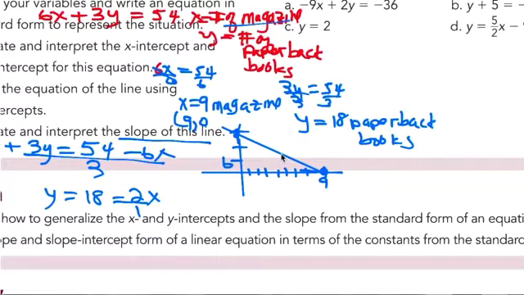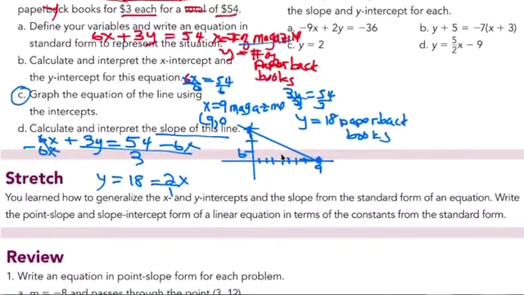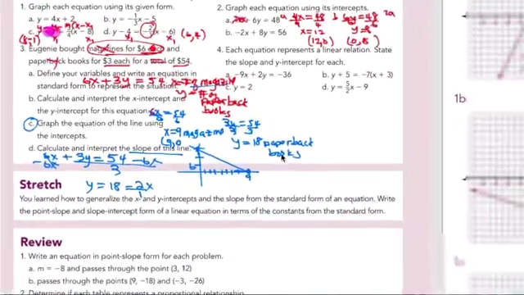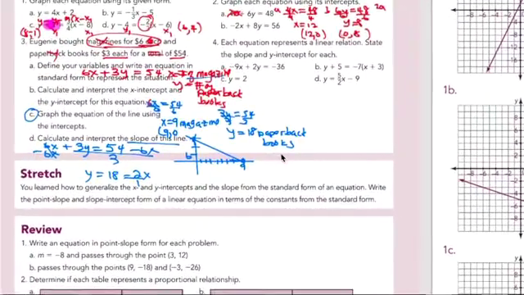Did I do it correctly? Two less magazines than paperback books over x, change in y. Okay, and then graph it.